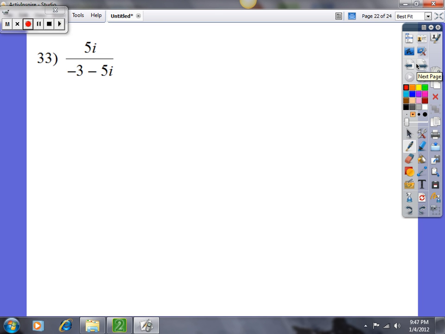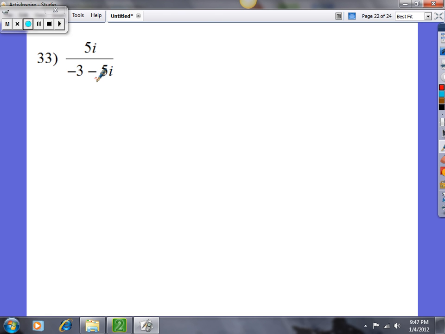Similar to our irrational numbers, you cannot have an imaginary number in the denominator. So I'm going to times it by 1. I'm going to times it by the conjugate of the denominator, -3 minus 5i, which is just -3 plus 5i. And I've got to times the numerator by -3 plus 5i.